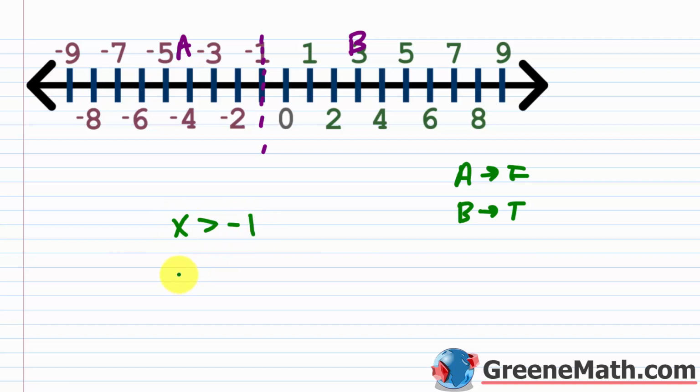In interval notation, you've got negative 1 comma infinity, again with a parenthesis next to each. Let me erase this. Graphically, I'm going to put a parenthesis at negative 1. I'm just going to shade everything going to the right.